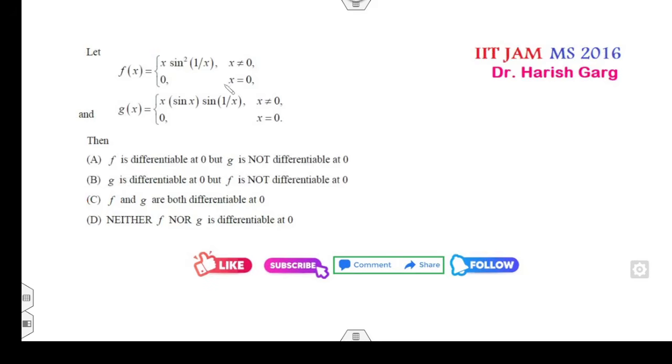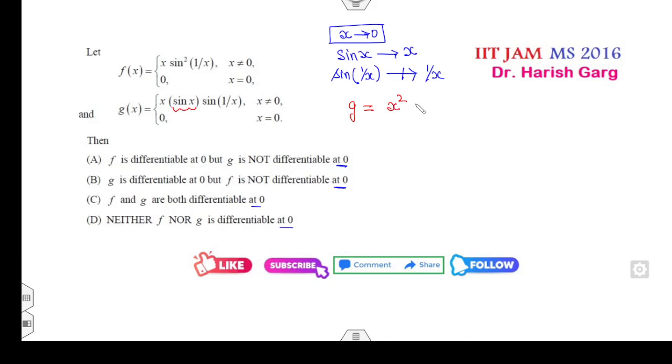Look at the second question. Again, your target is to check the function values at x equal to 0. Whenever x approaches 0, I can replace sin x with x, but I can never replace sin 1 by x with 1 by x. So firstly look at g. I can write g as x sine x square sine 1 over x. Is it differentiable? Yes, this function is differentiable. So g is differentiable, and options A and D are cancelled out.